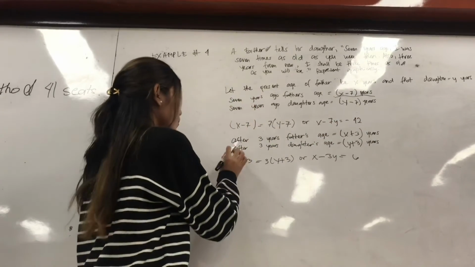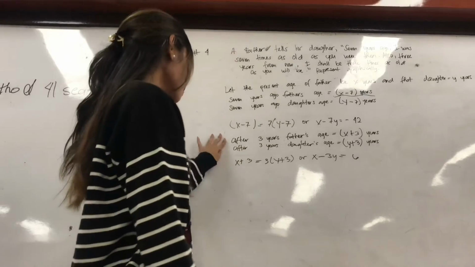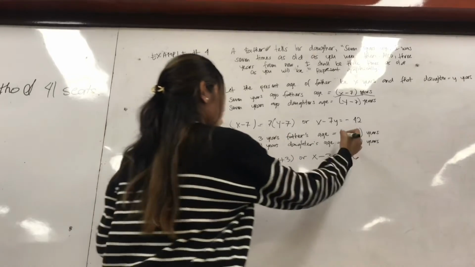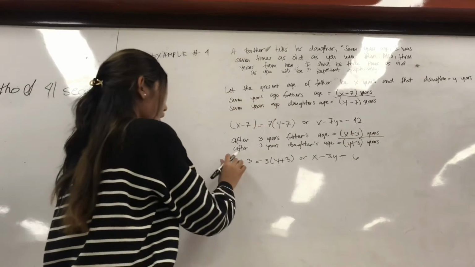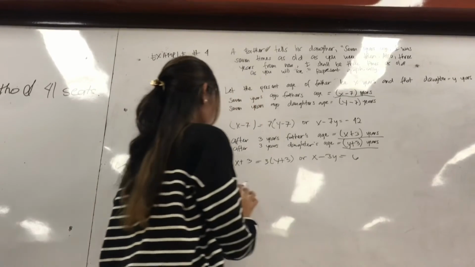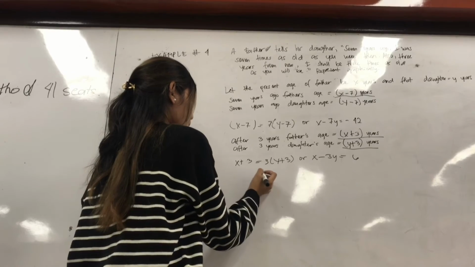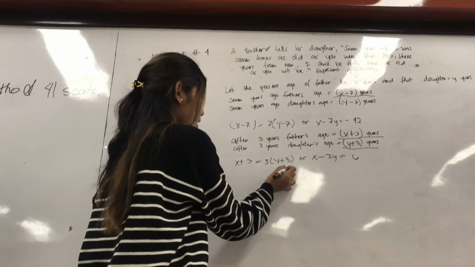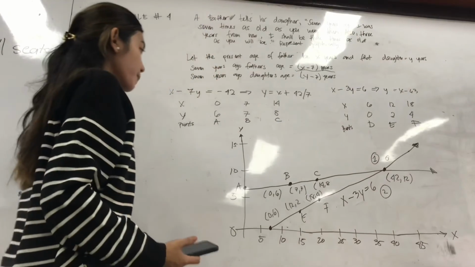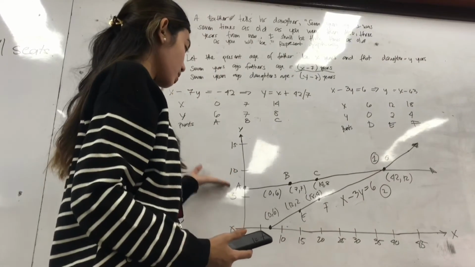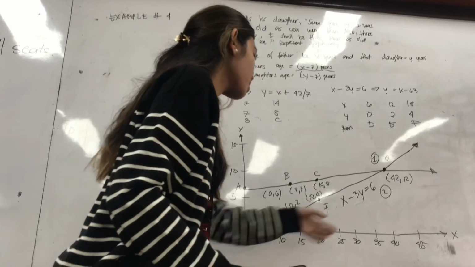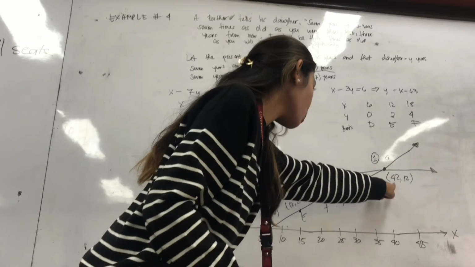So according to the problem, x minus 7 equals 7 times y minus 7, or x minus 7y equals negative 42. Also, after 3 years, the father's age equals x plus 3 years, and the daughter's age equals y plus 3 years. So x plus 3 equals 3 times y plus 3, or x minus 3y equals 6. After we plot all the points, this is the graph, and the intersecting point is 42 and 12.